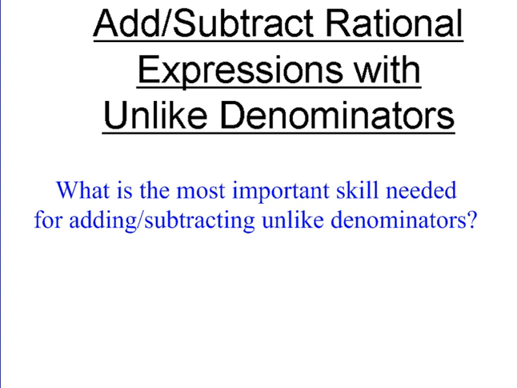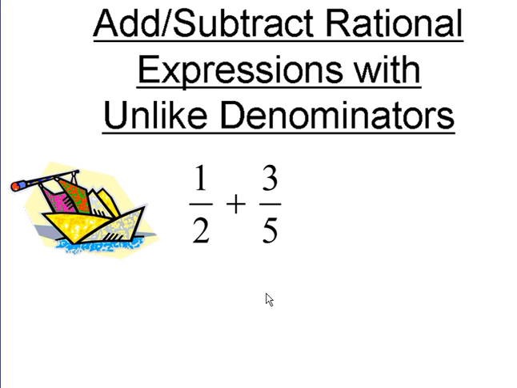Adding and subtracting rational expressions with unlike denominators. What is the most important skill needed for adding and subtracting unlike denominators? Well, it's finding the least common denominator. If you can do that, then doing this is very, very simple. Let's take a look here at a problem.